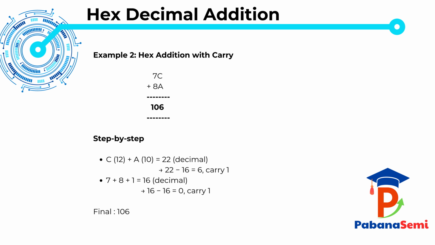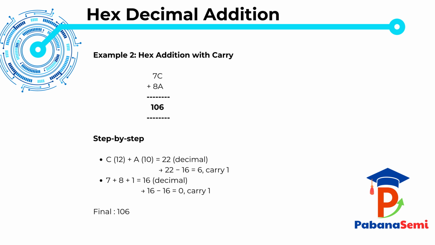Since 22 is greater than 16, we subtract 16 from it. 22 minus 16 gives us 6, and we carry 1 to the next column. Now, move to the left column. We add 7 plus 8, and don't forget the carry of 1. So 7 plus 8 plus 1 equals 16 in decimal. Again, 16 is equal to the base value. So we subtract 16. 16 minus 16 gives 0, and we generate another carry of 1.